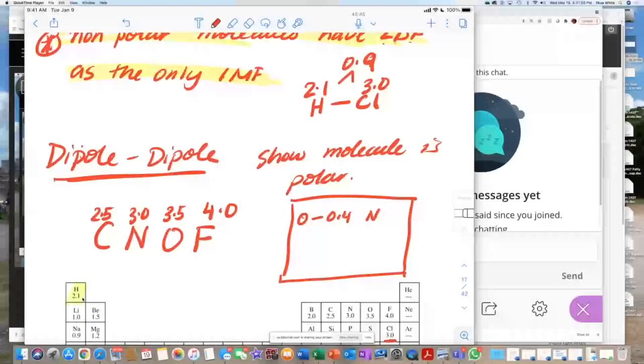From 0 to 1, I think it's like 0.9. The polar, ionic is... give me just a moment. Let me verify before I go. I'm supposed to verify that.